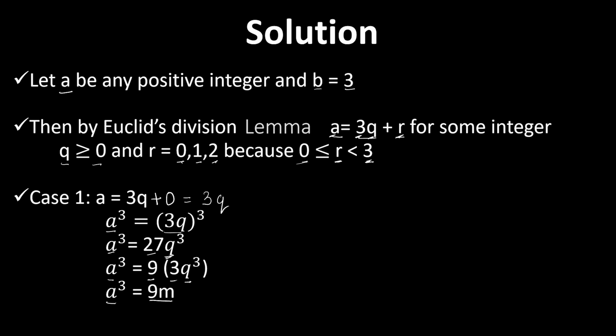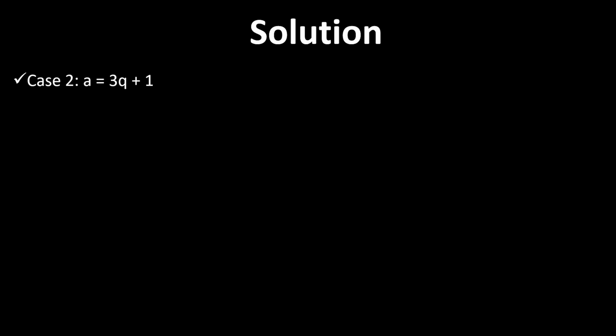So clearly we observed that when remainder is equal to 0, we are able to write the cube of positive integer a as 9 times m. Now let's consider the rest two cases where remainder is equal to 1 and remainder is equal to 2. Now in the second case, we are taking remainder equal to 1. So we will be writing a is equal to 3q plus 1.